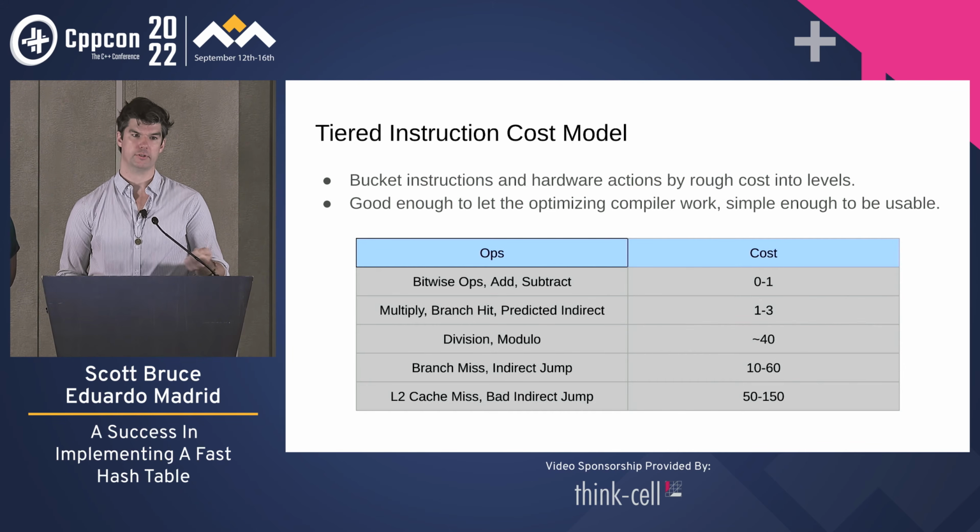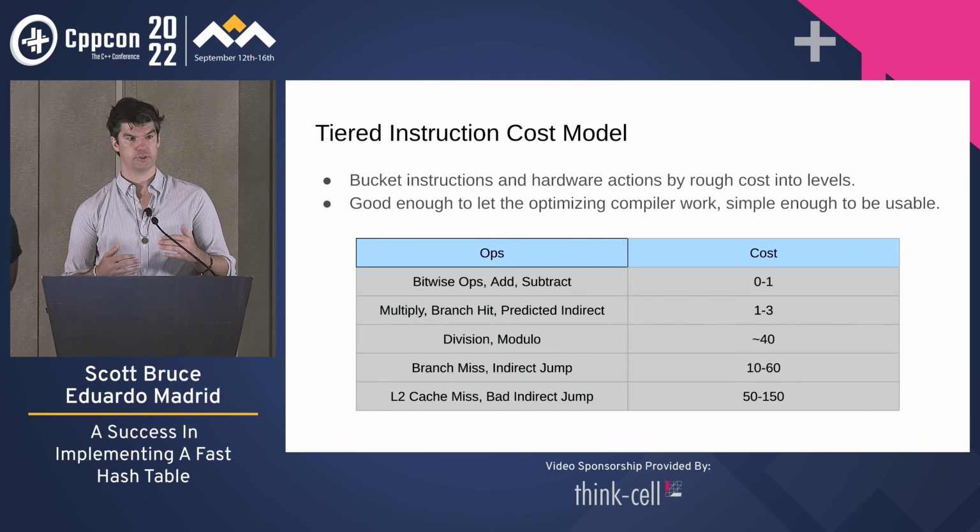I didn't actually know this until maybe 5 years ago, and I've been doing this for 25 years. One division in the wrong place costs more than your branch missing all the time. Branch misses cost between 10 and 60, depending on the complexity of the branch and where it happens to happen. L2 cache misses, cache line fetches, cost between 50 and 150. So stacking up an extraordinarily large number of bitwise operations and adds and subtracts may actually be much, much, much cheaper than running a division.